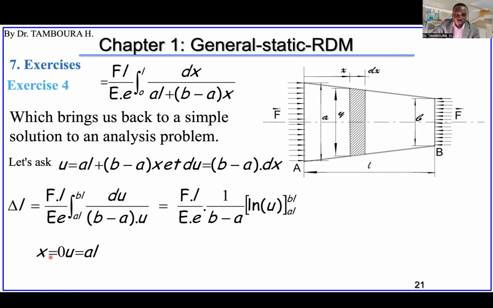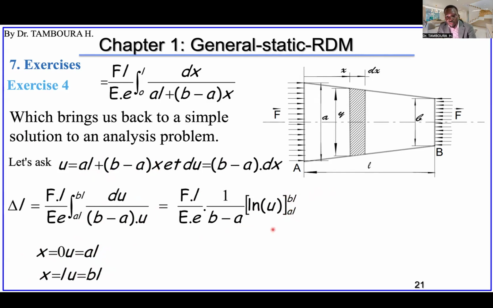So this is what I was explaining. If x is 0, u will be aL. Replace x by 0 here, you will see. If x is L, then u will be equal to bL. Replace x by L here, you will see. Okay. Then our integration will be up to bL here, because x is going from 0 to L. This is really high school stuff.